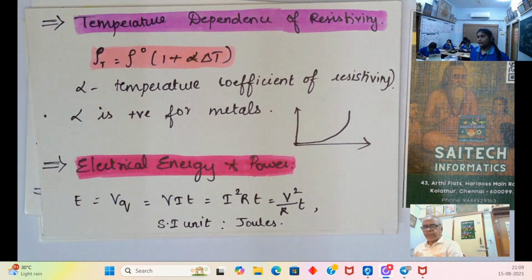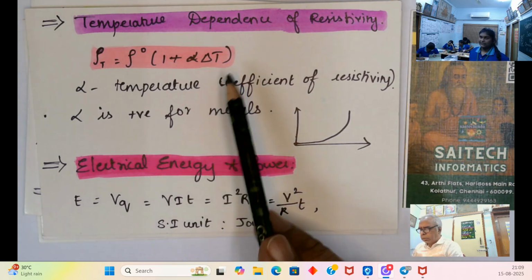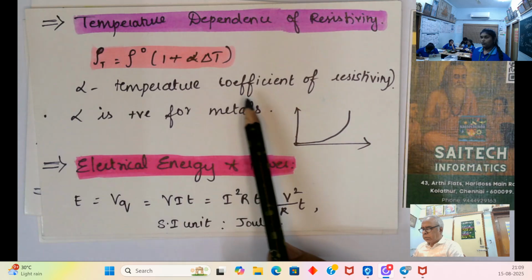Then temperature dependence of resistivity: rho is equal to rho naught into (1 plus alpha into delta T). Alpha is the temperature coefficient of resistivity. Alpha is positive for all metals.